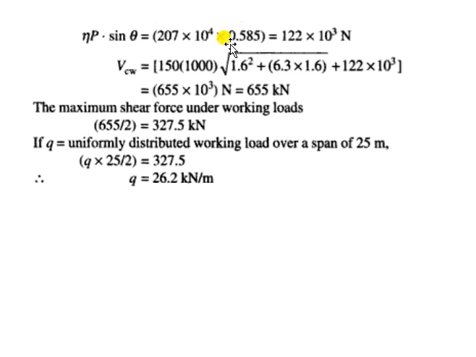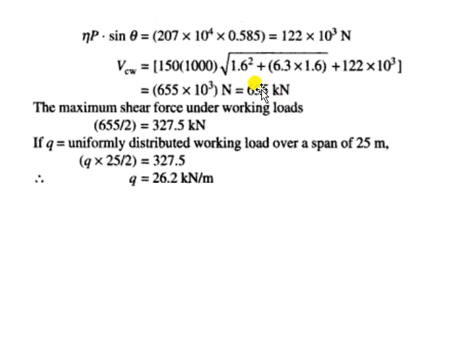Newton. Therefore, VCW, the ultimate shear resistance of a member at the support section, is equal to 150 into 1000 square root of 1.6 square plus 6.3 into 1.6 plus 122 into 10 to the power of 3, which is equal to 655 kilonewton. So the member can take up a shear force of 655 kilonewton at the support.